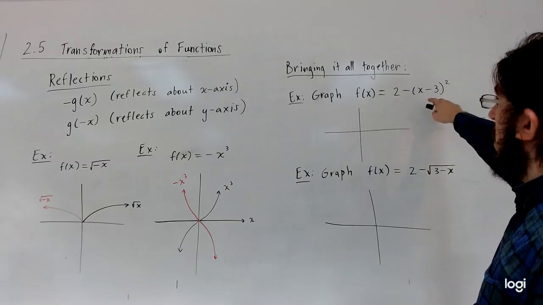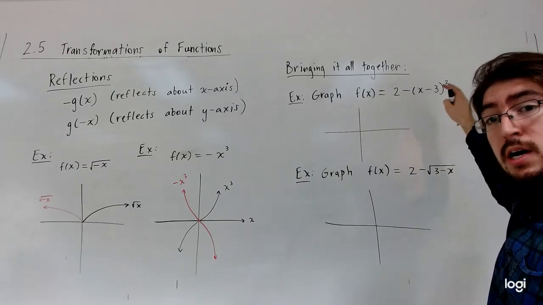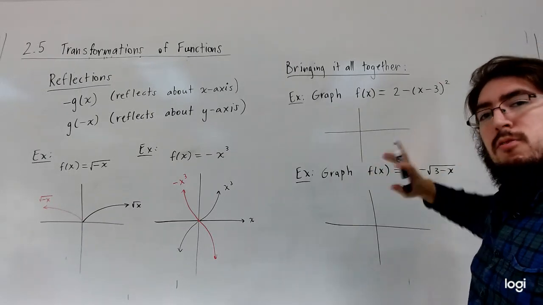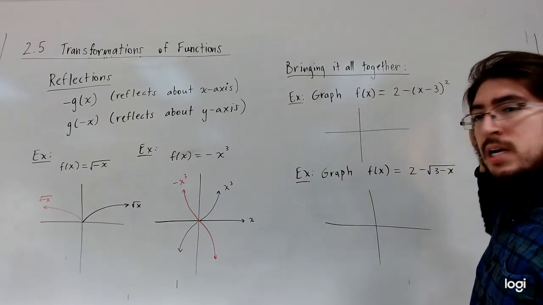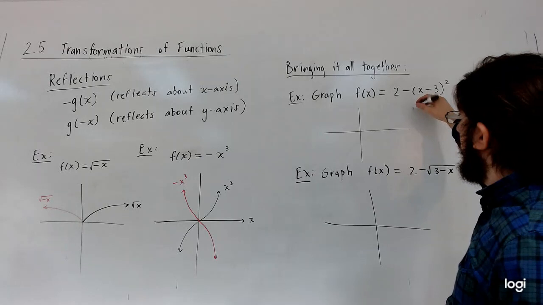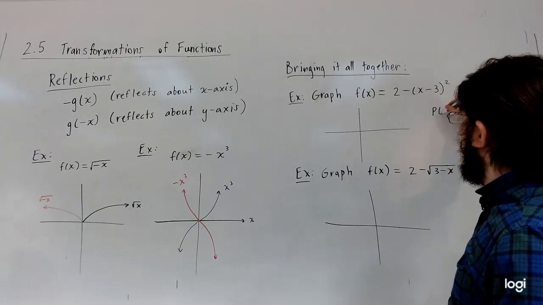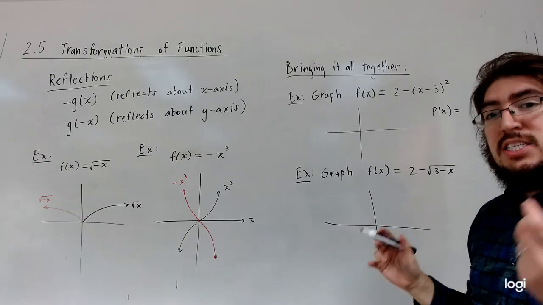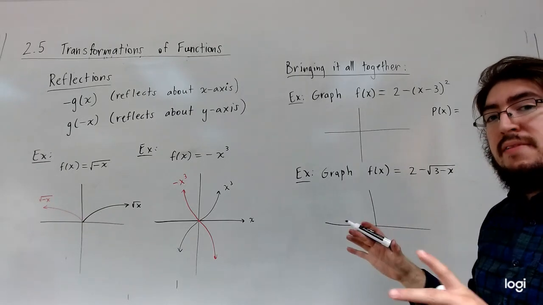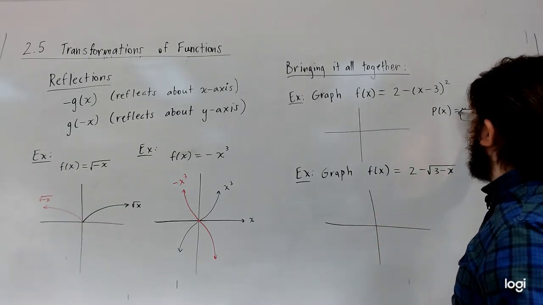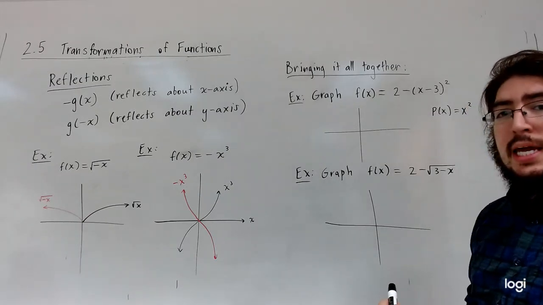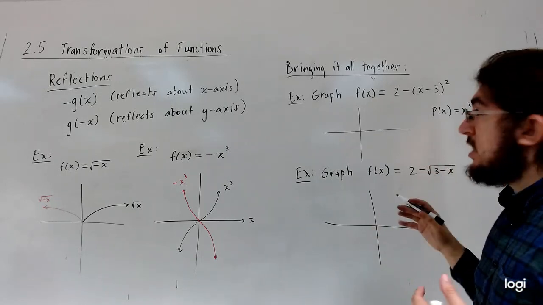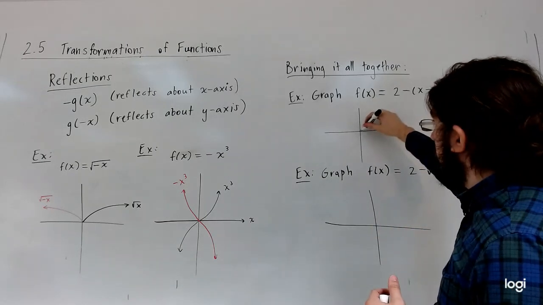So this is 2 minus x minus 3 all squared. So if you remove the minuses or pluses or numbers, we're just left with x squared. So let me write this. I'm going to write the following, and this is something I encourage everyone to do. So p of x is just that function I'm describing without any of the other decorations. It's just x squared. Why am I using p? Because p for parent. So the parent function here is x squared. So let me graph the parent function x squared.